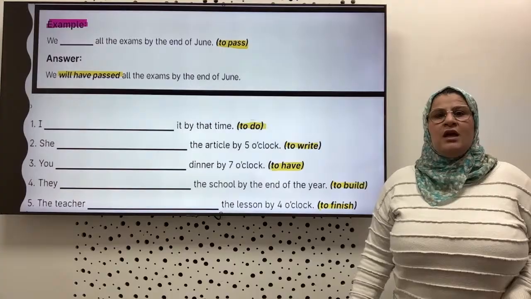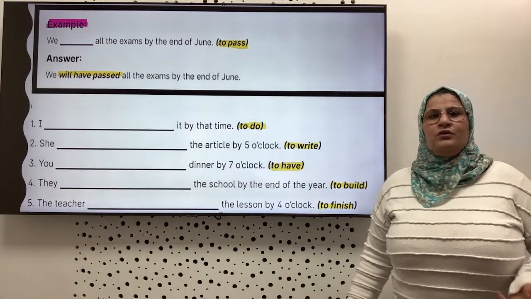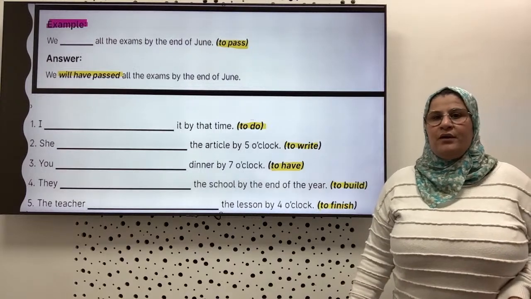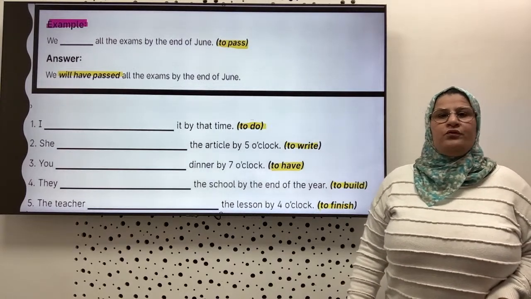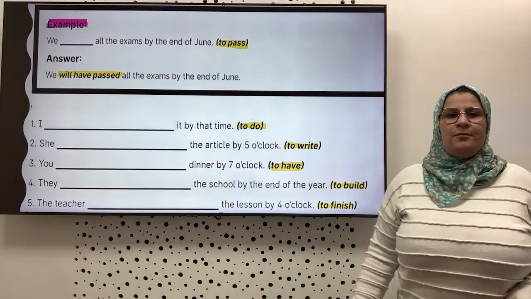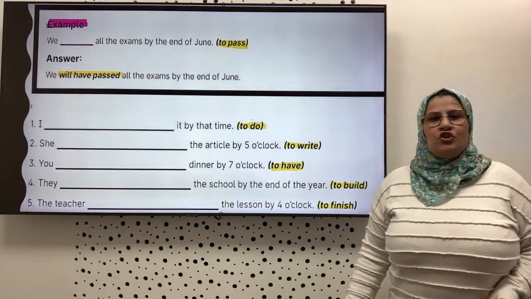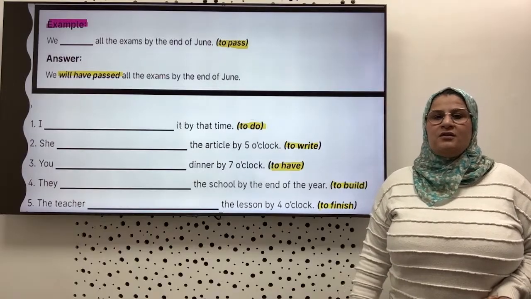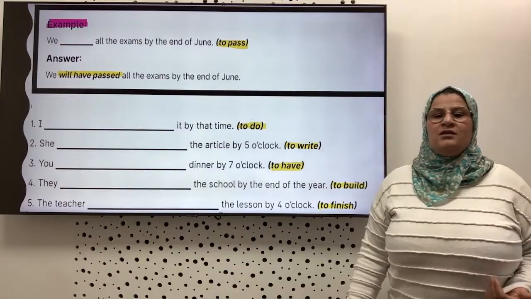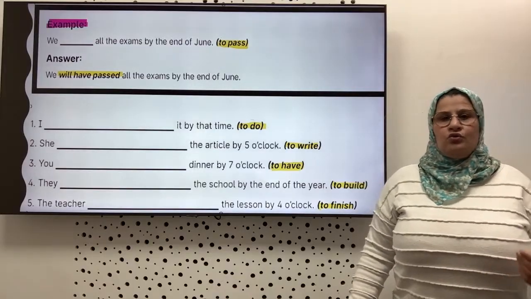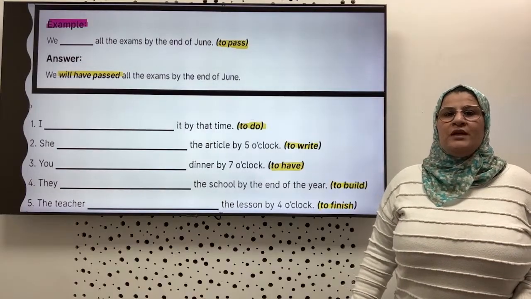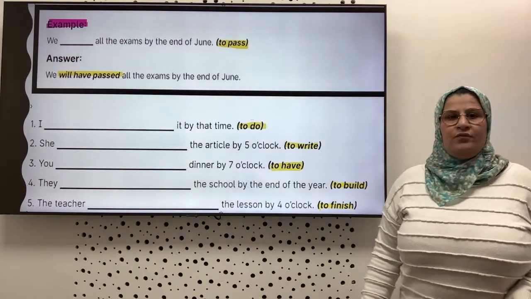For example, "I verb to do it by that time." Again, we have "by." "By" is the main indicator of the future perfect. So we can say, I will have done it by that time. Example number 2: "She verb to write the article by 5 o'clock." So "by 5 o'clock" is the main signal word or indicator of the future perfect simple. We can say that she will have written the article by 5.